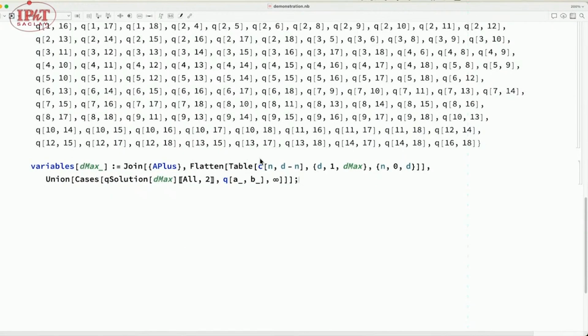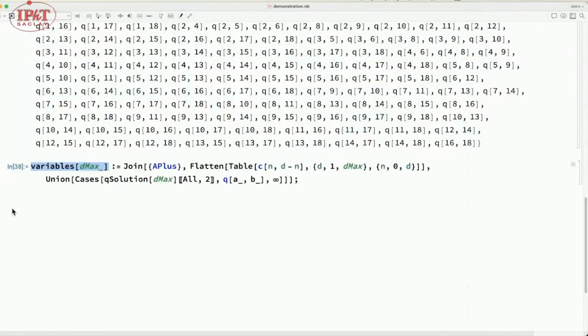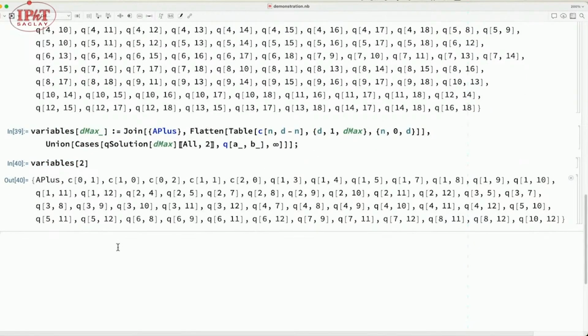So I believe these are the variables we need to solve for, and that's the vector x in the semidefinite optimization. This makes sense. Okay, so for dmax equal to 2, we get some list of variables that we are trying to solve for, and all of the other Q's are determined in terms of these variables.